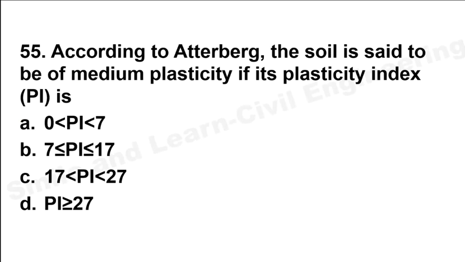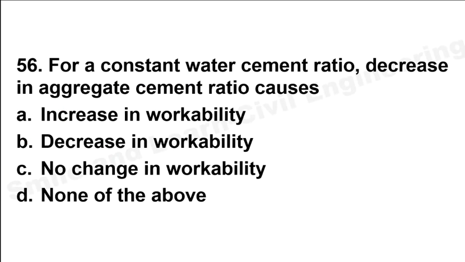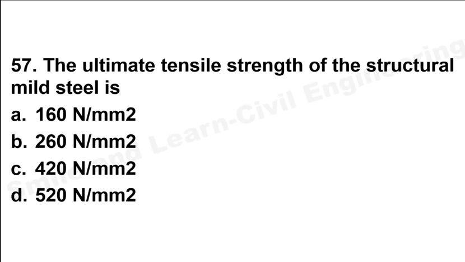Question number 55, this is a common question given from a common book only. According to Atterberg, soil is said to be of medium plasticity when plasticity index is between 7 and 17. Okay. Question number 56, for a constant water cement ratio, decrease in aggregate cement ratio causes the increase in workability. Option A is the correct answer. Question number 57, ultimate tensile strength of structural mild steel. Correct answer is option C, 420 Newton per millimeter square.